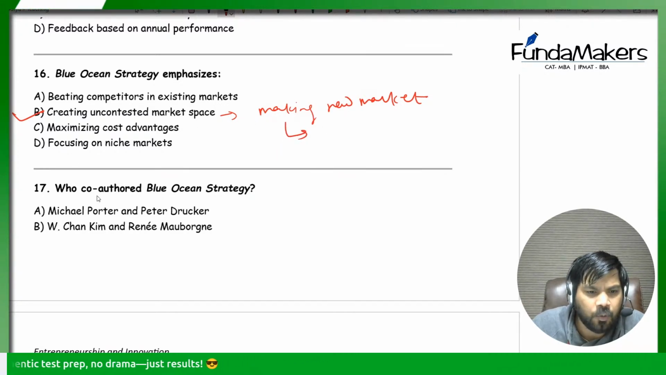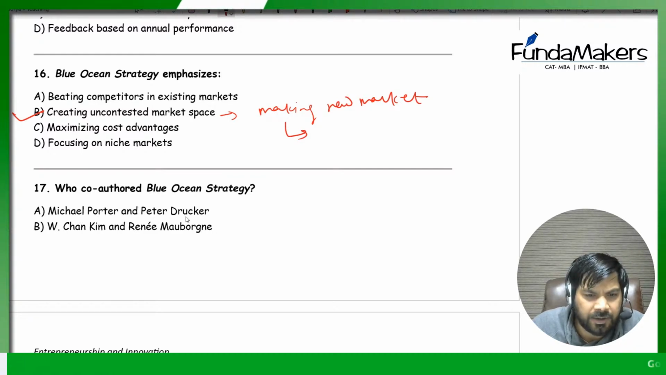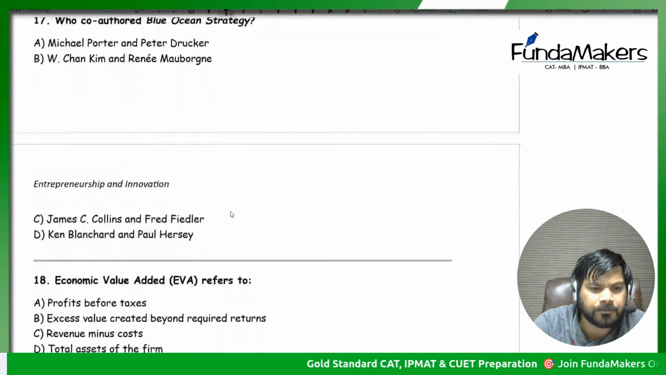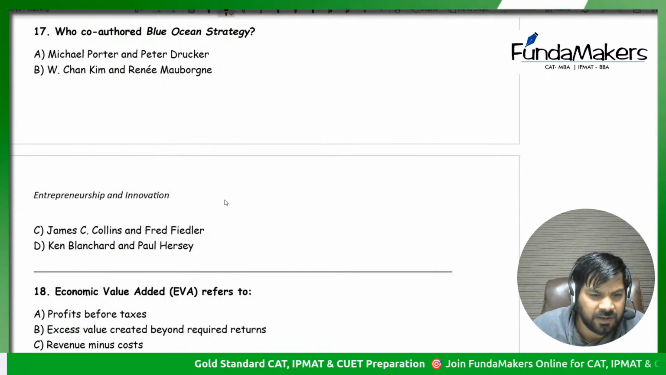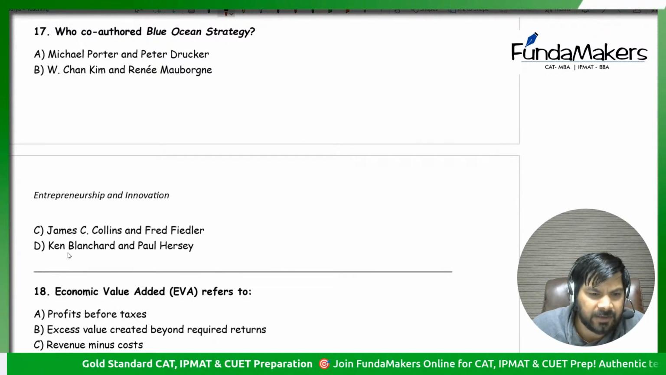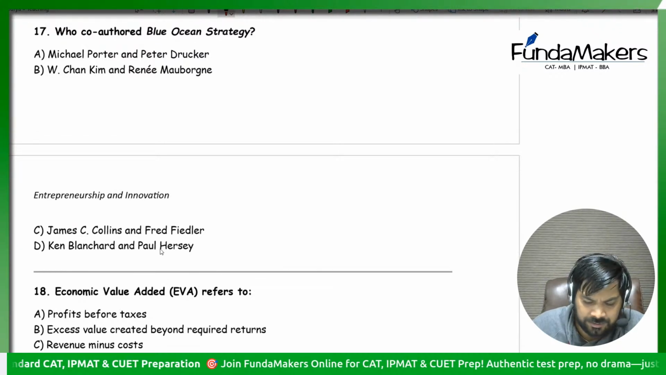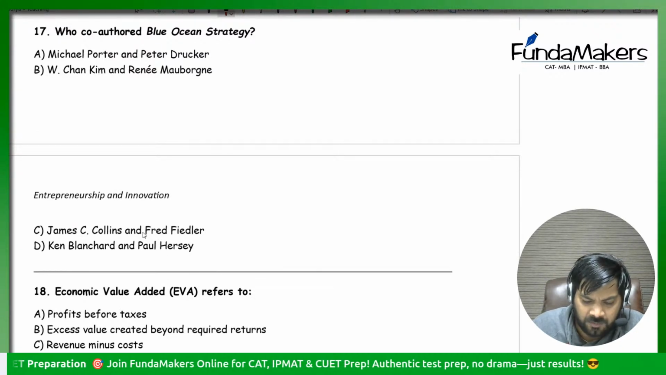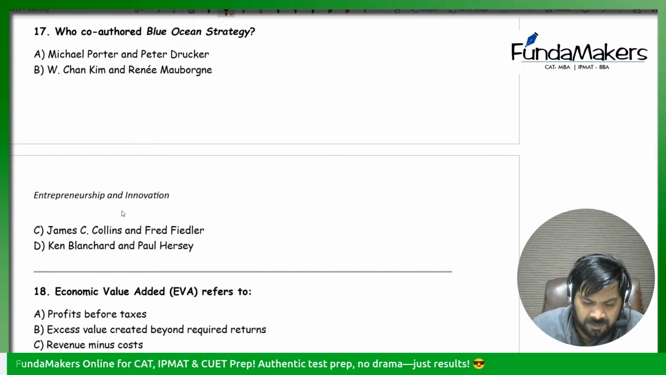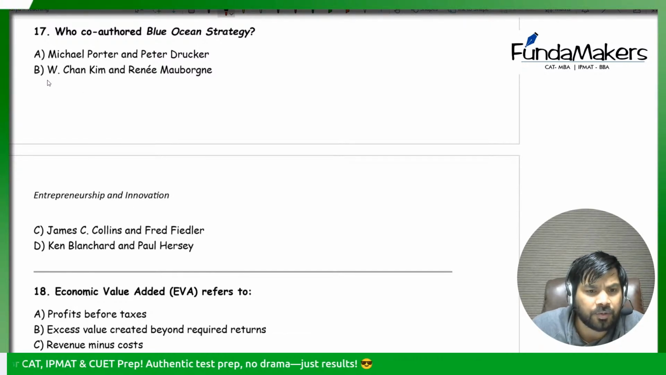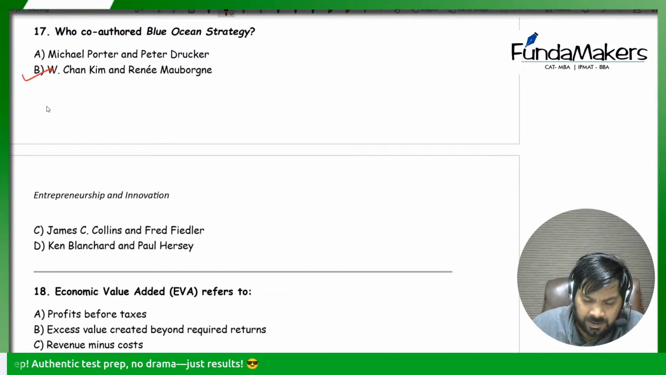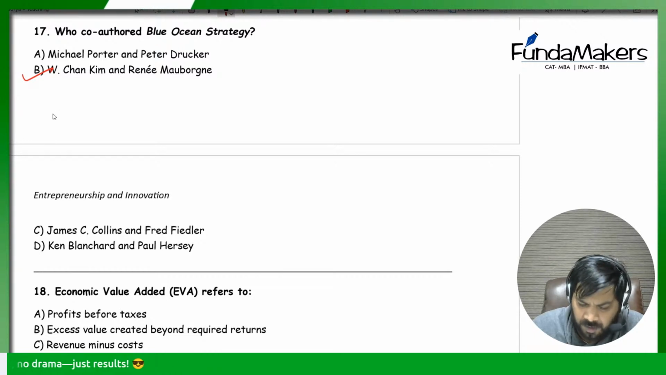Okay, who co-authored Blue Ocean Strategy? Michael Porter and Peter Drucker, W. Chan Kim and Renee Mauborgne, James C. Collins and Fred Fiedler, or Ken Blanchard and Paul Hersey. Right. So it was written by W. Chan Kim and Renee Mauborgne. So the correct answer should be B, B for Bob.